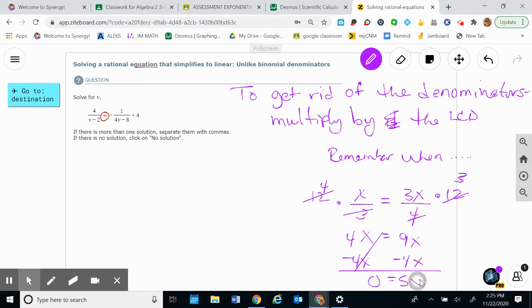0 is equal to 5x. Well, how can I get there? x is equal to 0. That's the only way 4x could be equal to 9x, if x equals 0. Either way, the point is that we've got rid of the denominators, okay?